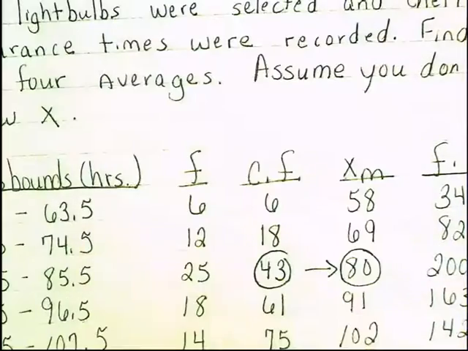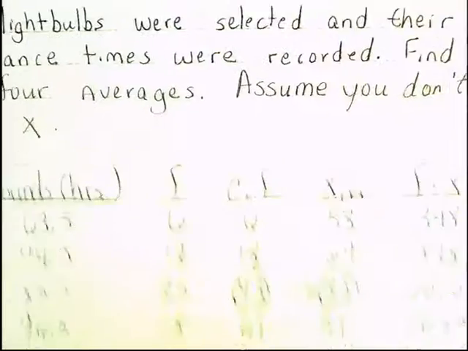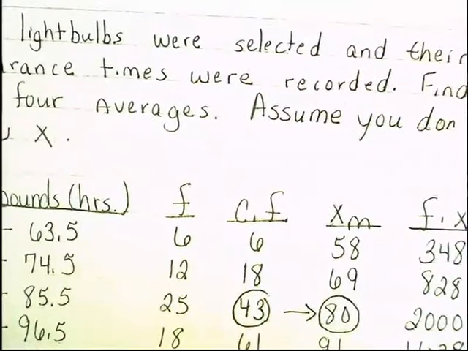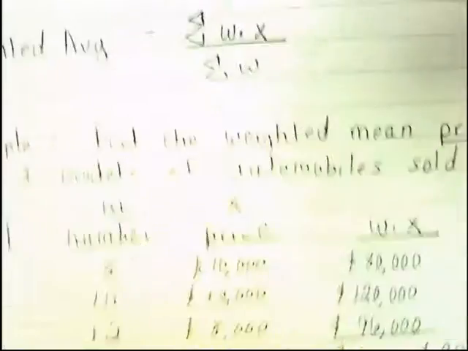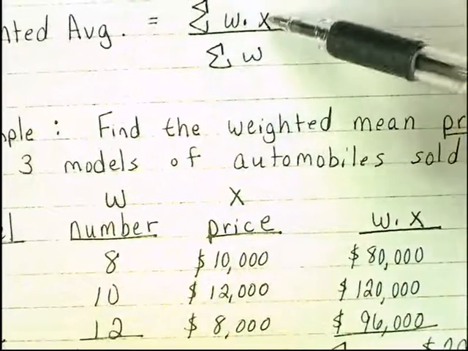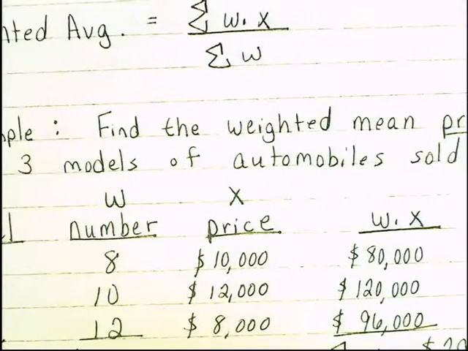So, weighted averages would be the last topic. Weighted averages, again, are different. That is when data values carry different weights. And there is a formula for weighted averages. It is the summation of a column called weight times data divided by the summation of weight.